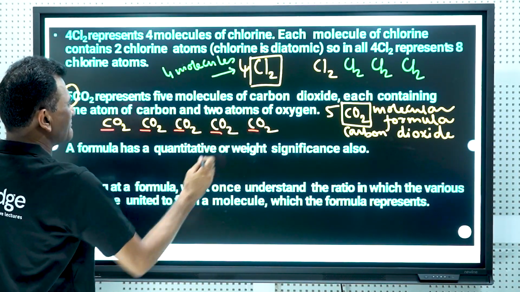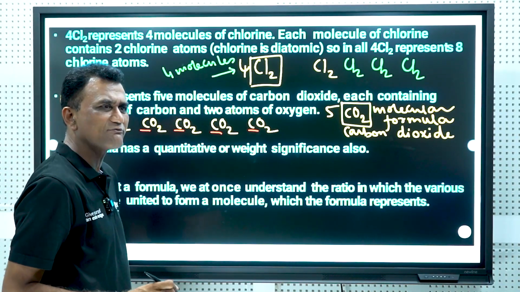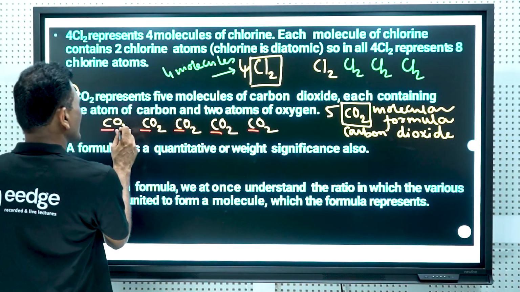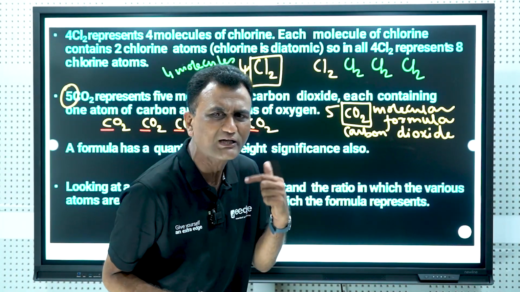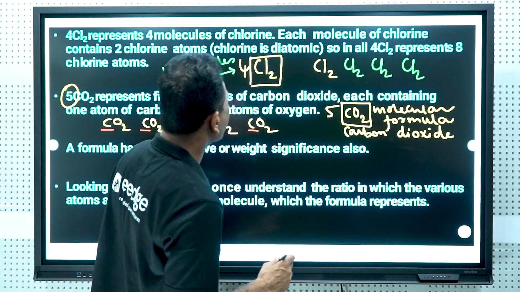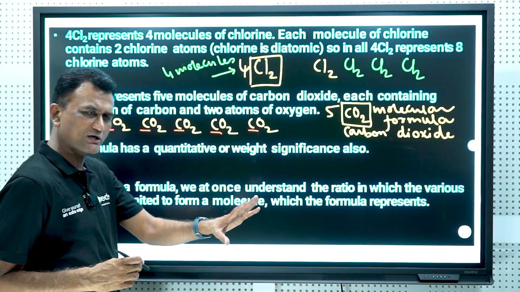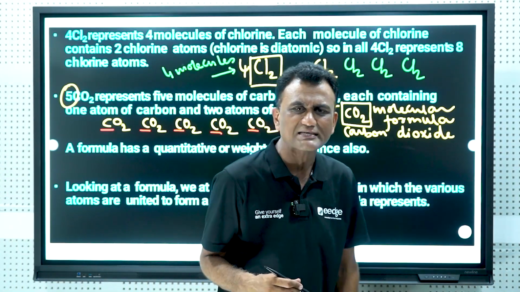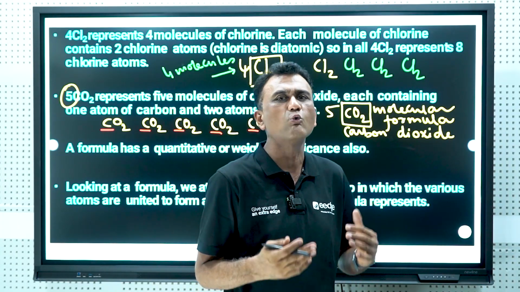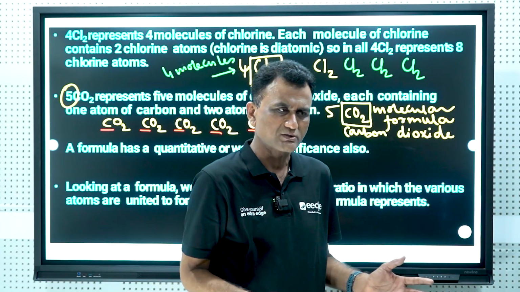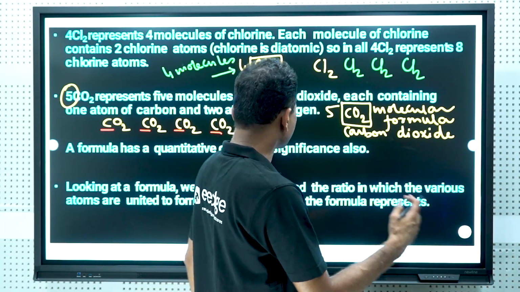So when we write 5 molecules of carbon dioxide, each molecule has one carbon atom. So we have 5 carbon atoms in all. And each molecule has 2 oxygen atoms, so 5 molecules have 10 oxygen atoms. So this counting will be required later on when we balance equations. A formula has quantitative or weight significance also. As I've said, we'll see later on atomic weight and molecular weight, right? Atoms have weight. Weight is due to atoms. Matter has mass, and that is due to the atoms in it, right? So that we'll see later on.